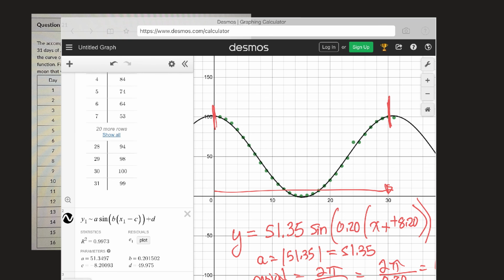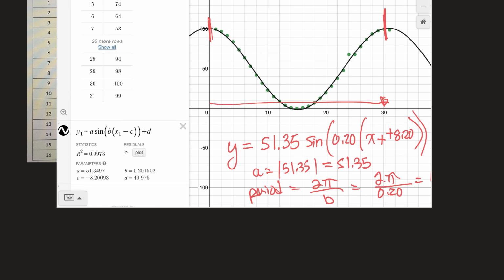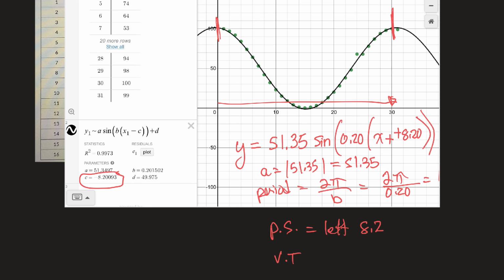If they ask for the phase shift, you can just tell them that it's this number right there. So the graph has been shifted to the left by 8.2 units, and then the vertical translation is just whatever that number is, 49.975 or 98 up. All right, hopefully that helps you with those three questions.